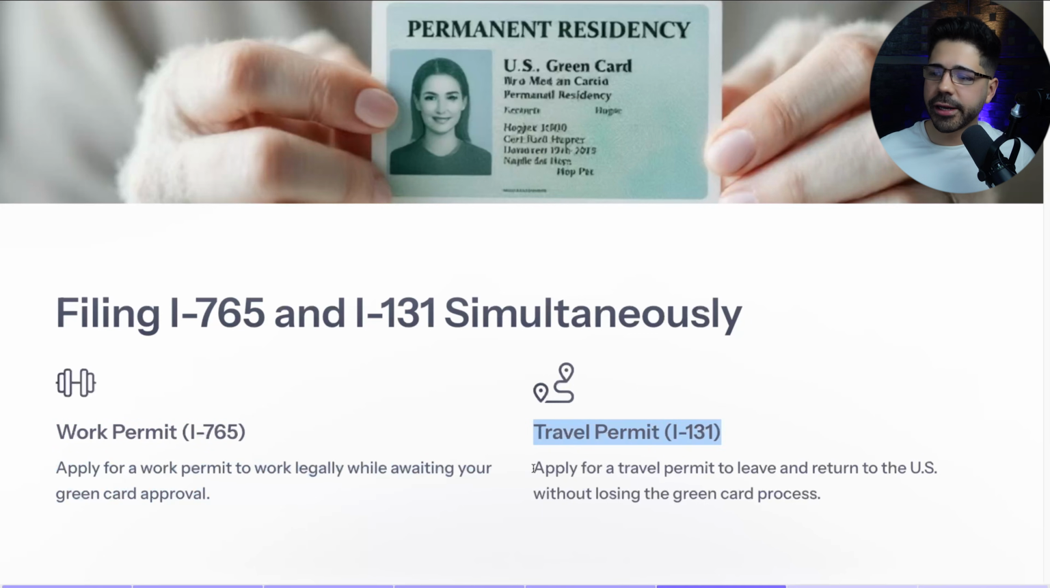Second one is your application for travel permit, I-131, to be able to travel and return to the US without losing your green card process. These last two, guys, are highly recommended, especially for those who are on a student visa, and are generally approved before the I-485. So if everything is in order, the USCIS will approve your I-485 and you will receive your green card by mail in a few weeks. This final and third phase of the I-485 is currently taking about 10 months before finally receiving your green card.